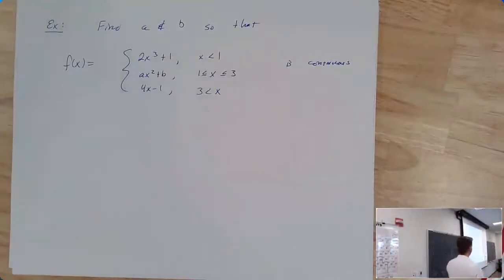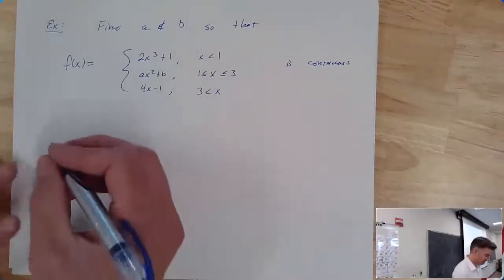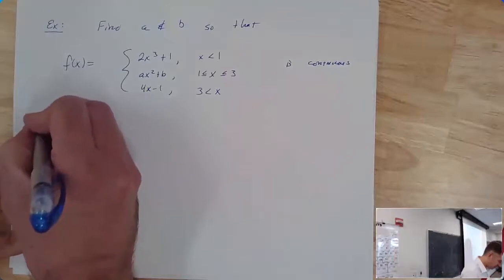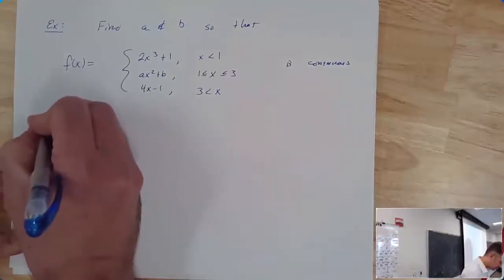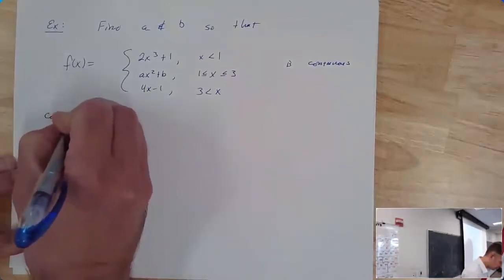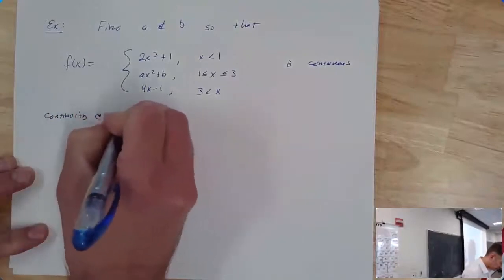So the only places where we're concerned where this might be discontinuous is where you switch from one piece to the next. Where we switch from the 2x cubed plus 1 to the ax squared plus b, which is at x equals 1, and where we switch from the ax squared plus b to the 4x minus 1, which is at x equal to 3. So we need to talk about continuity at x equal to 1.